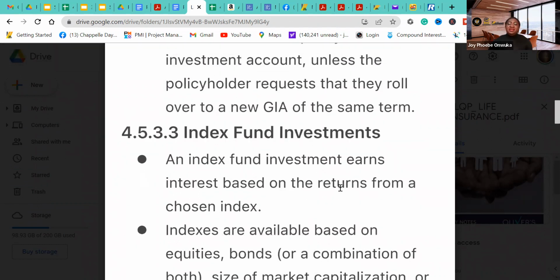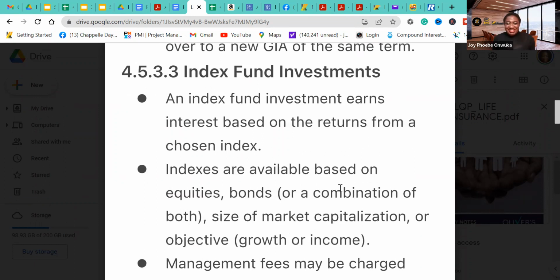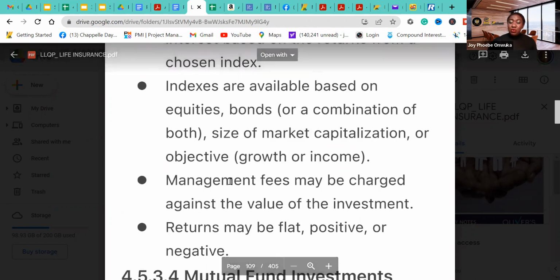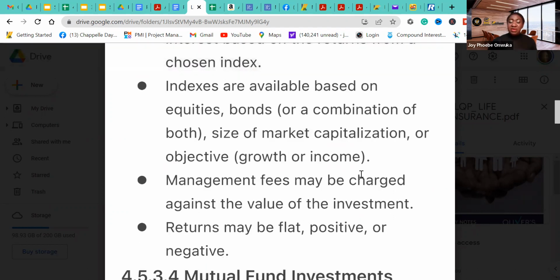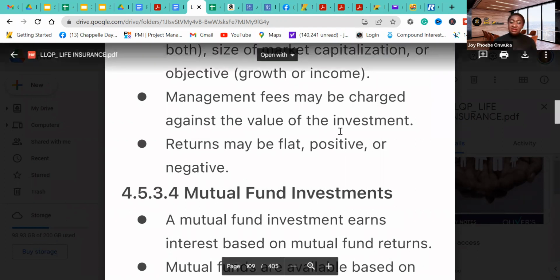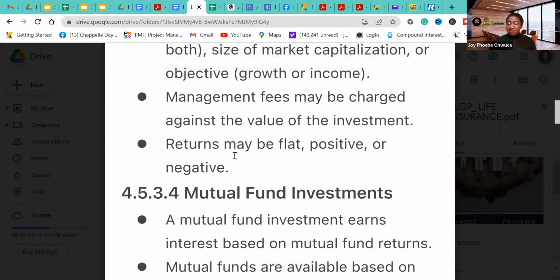Index funds investment. An index fund investment earns interest based on the returns from a chosen index. Indexes are available based on equities, bonds, or a combination of both, size of market capitalization, or objective growth or income. Management fees may be charged against the value of the investment returns.